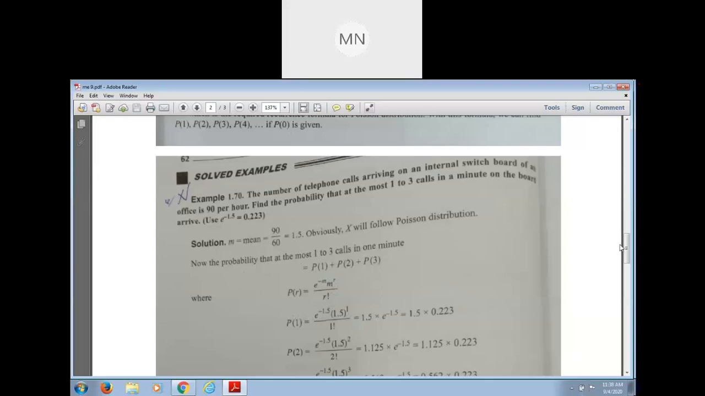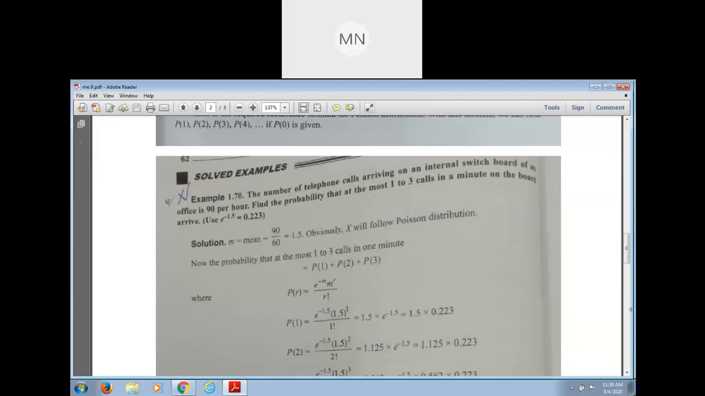Suppose this problem is given like that: find the probability that at least three. Then what do you do? Suppose in this problem they ask to find the probability that at most 3. At most 3 means it is maximum three. Therefore, we start from 1, 2, 3, and we stop at 3 because it is given that at most 3.